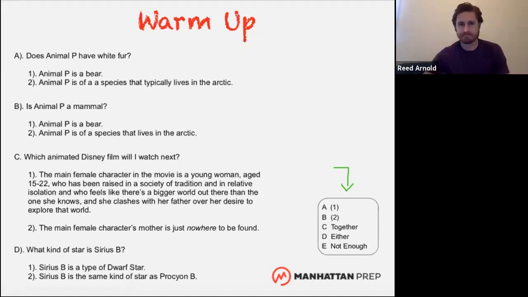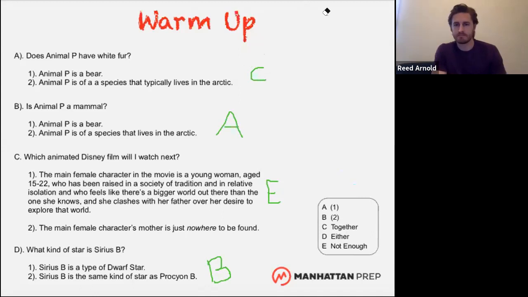All right, so the expected answers to these warm-up questions would be something like C, A, E, and B. Okay, so first off, are there any questions about why these answers are what they are? If not, I want you to think about why the answers are what they are. And I know that seems maybe obvious, but what reasoning is done to make these answers the answers? Why is that combination of statements sufficient? Or in the case of letter C, why are they not sufficient?